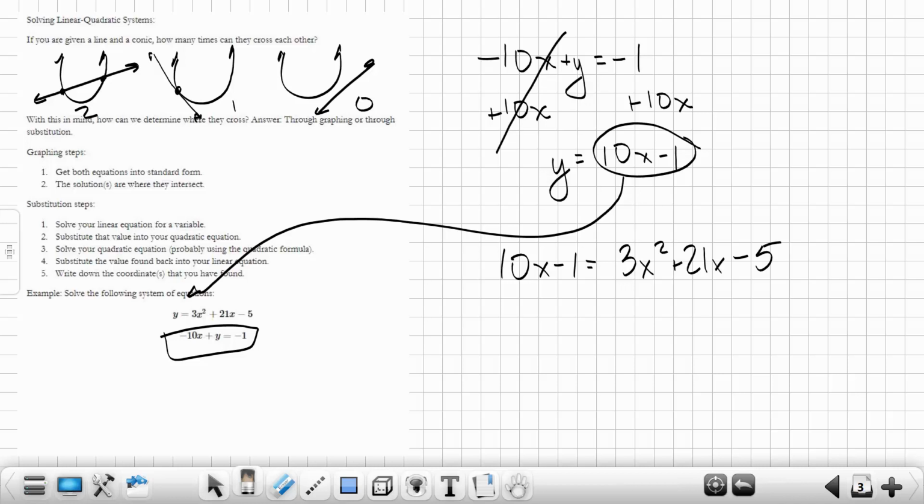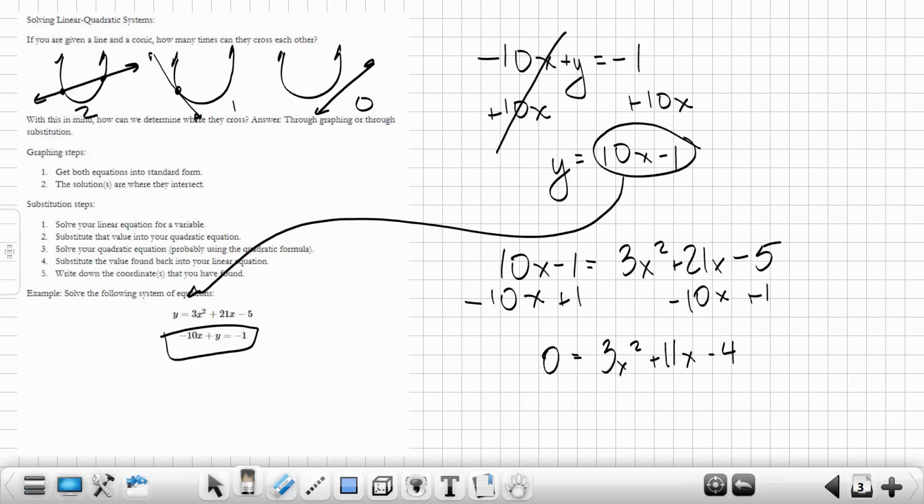If I want to solve using the quadratic formula, what do I want this whole thing to equal? 0. So let's get it to equal 0. What will I do to get it to equal 0? Subtract 10x. What else? Add 1. So I get 0 equals 3x squared plus 11x minus 4.